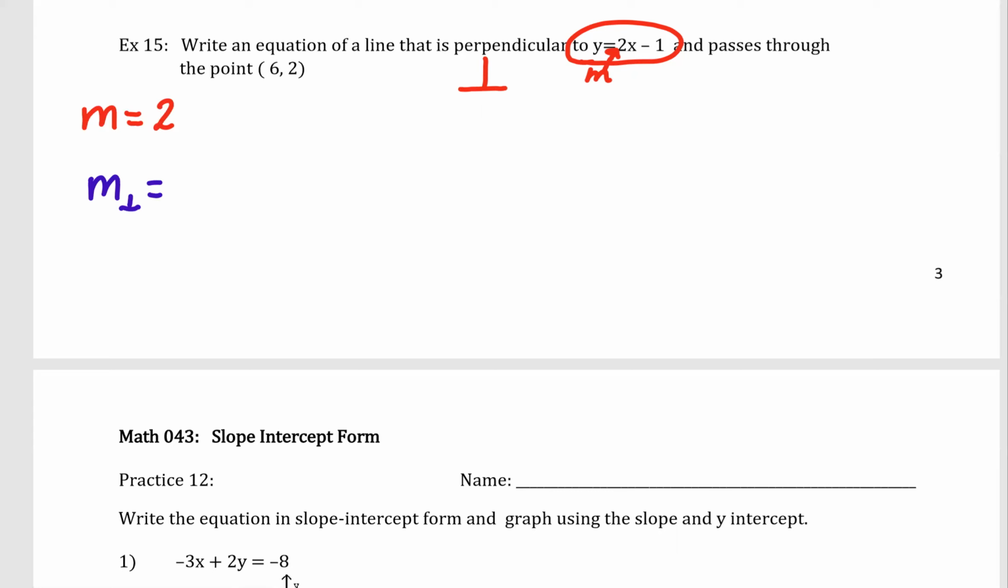And I'm going to take the opposite of this, of 2, and then I'm going to flip it. So the slope I'm going to work with is negative 1/2. The point is (6, 2). Again, I have y, m, and x, and I will solve for b.